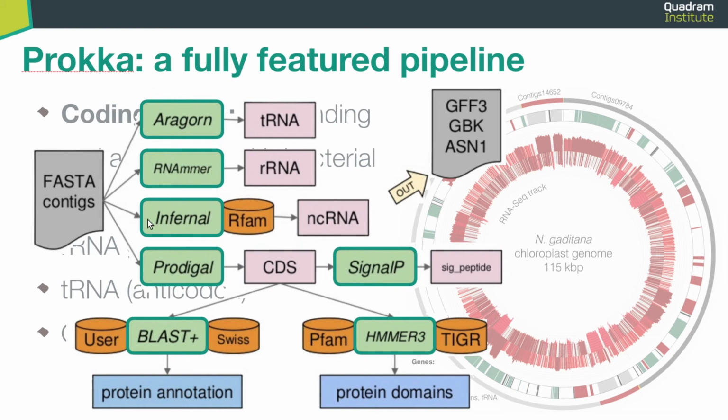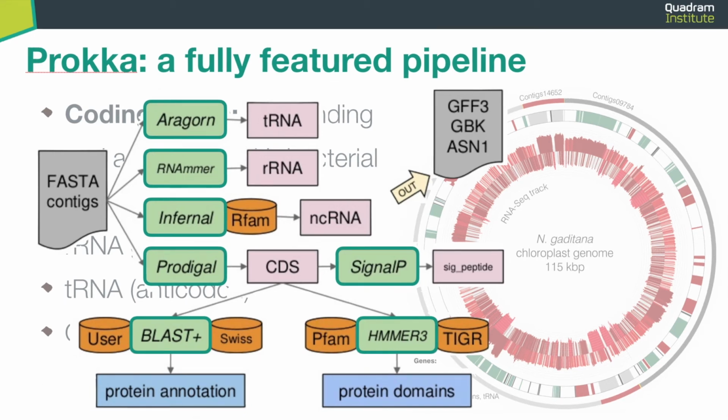There is another algorithm called Infernal to predict non-coding RNAs. There is RNAmmer to predict rRNAs, so ribosomal RNAs, and finally Aragorn, that using the anticodon will predict and will annotate the tRNAs. So all of this is running behind the scenes when we invoke Prokka.